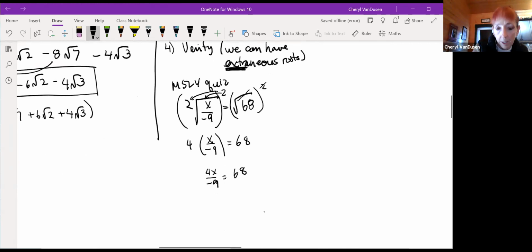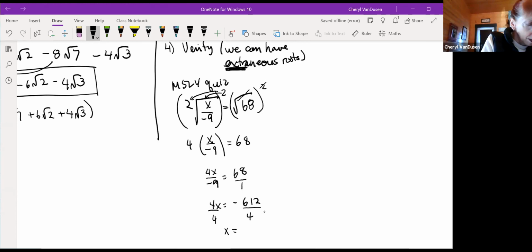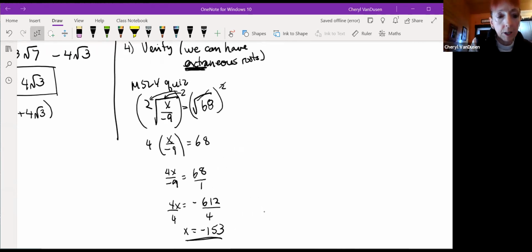And then when I cross multiply, I'd put this over. So I'd get 4x equals 68 times 9. Let's do what I'm supposed to do here. So we're cross multiplying, and we get minus 612, I think. Yeah. And then divide both sides by 4, and we get a negative answer of negative 153. Now, pretty odd that we get a negative answer for a radical question, but we have a negative 9 underneath the radicand up top. So here's what a verification looks like.